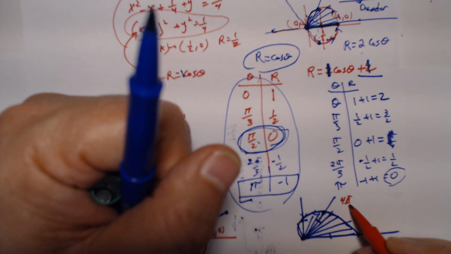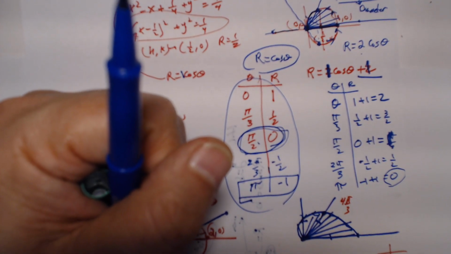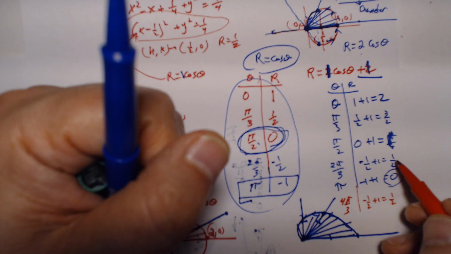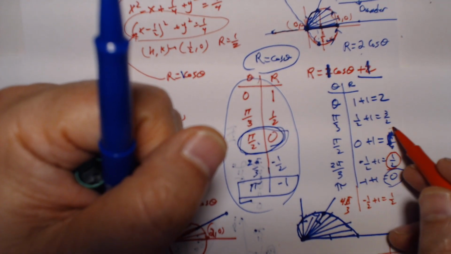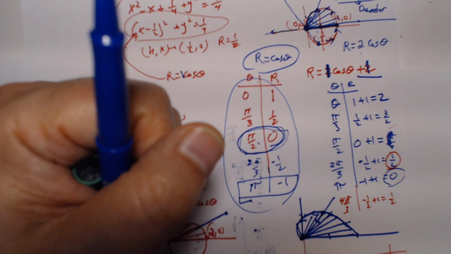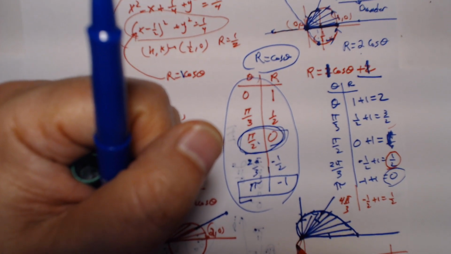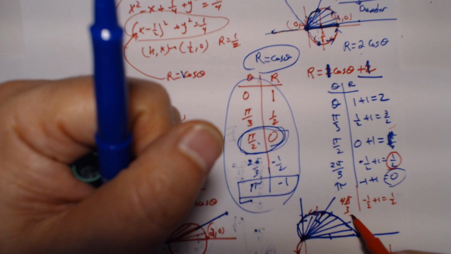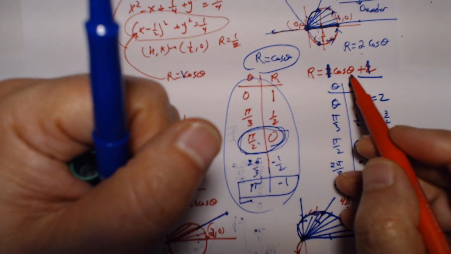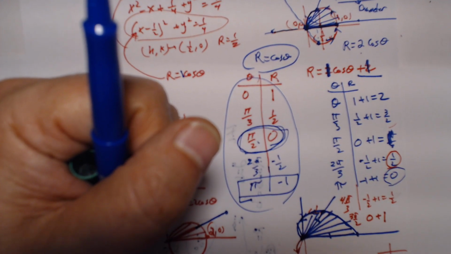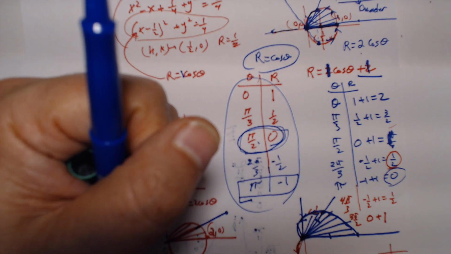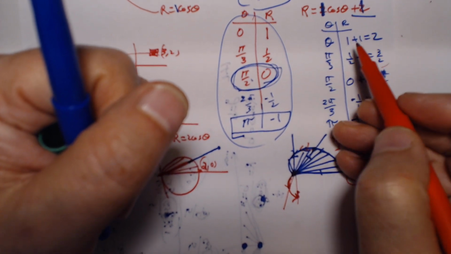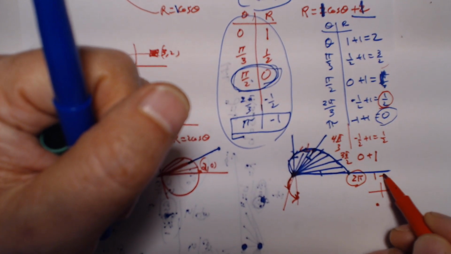Therefore, I'm going to put 4 pi over 3. 4 pi over 3 is here, and the cosine is negative 1/2 plus 1 is 1/2. See, that repeats itself. All these numbers are going to repeat themselves. And 4 pi over 3 is here. It came back to 1, and I have a trace here. At 3 pi over 2, cosine of 3 pi over 2 is 0, plus 1. At 3 pi over 2, I came to 1. And what is at 2 pi? At 2 pi, it comes back to 2.